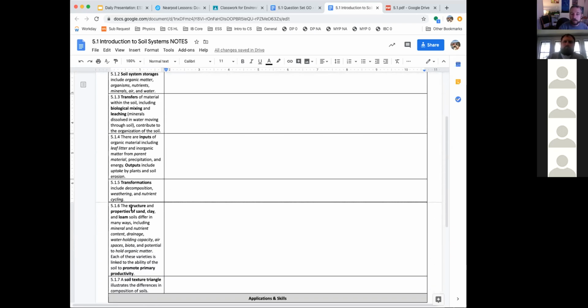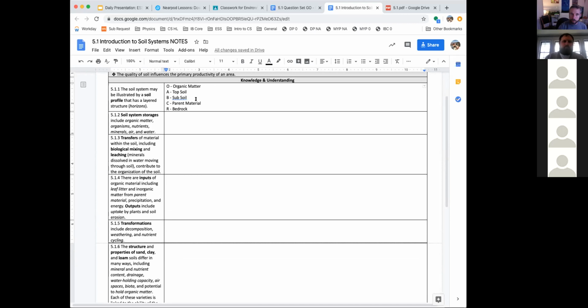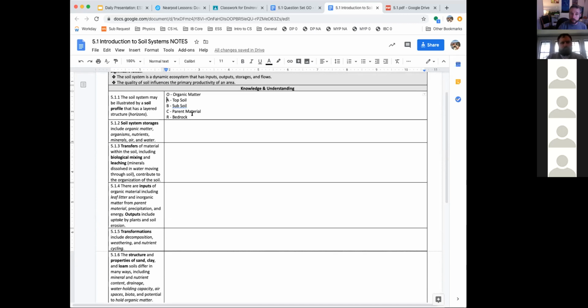We talked about the structural properties of sand, clay, and loam. So I mentioned that off the bat here. And then we mentioned the soil texture triangle. Okay, so that's as much review as I wanted to do. Any questions about 5.1, about the lecture for 5.1?